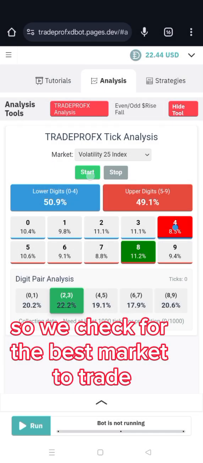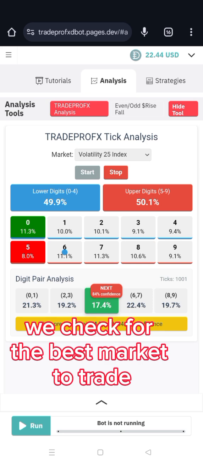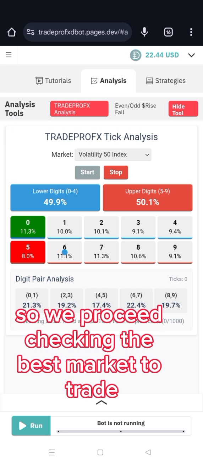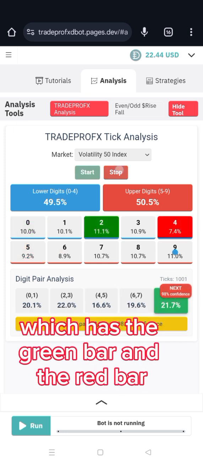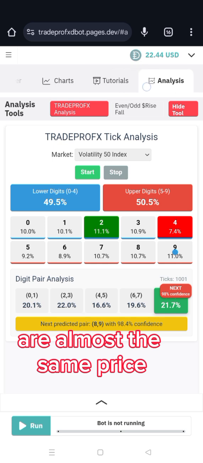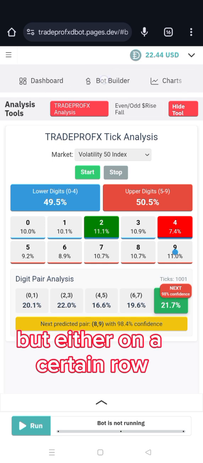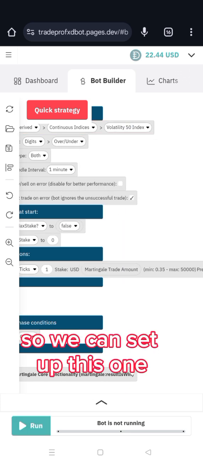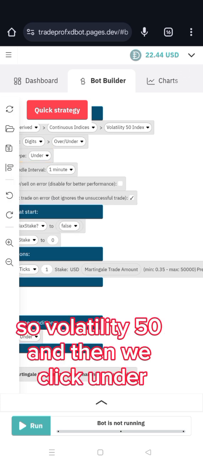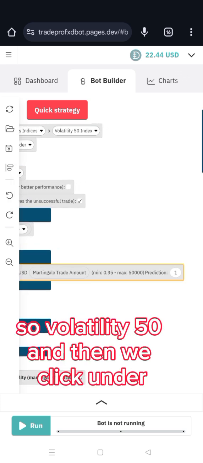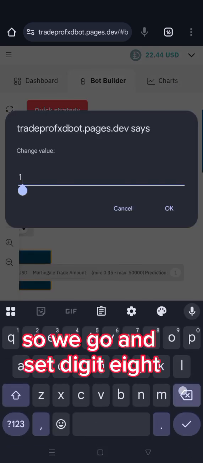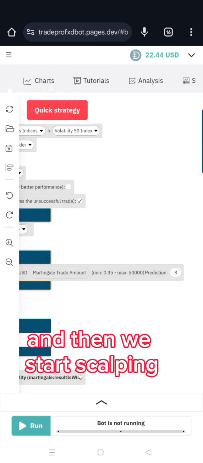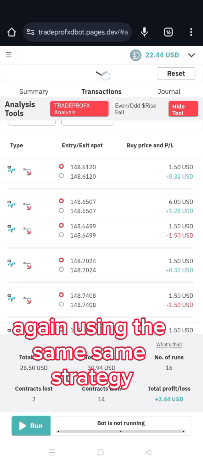So we check for the best market to trade, which has the green bar and the red bar almost at the same price, or on a certain row. So we can see volatility 50 again. This is better, so we can set up this one. So volatility 50, and then we click under. So we go and set digit 8, and then we start scalping again using the same strategy.